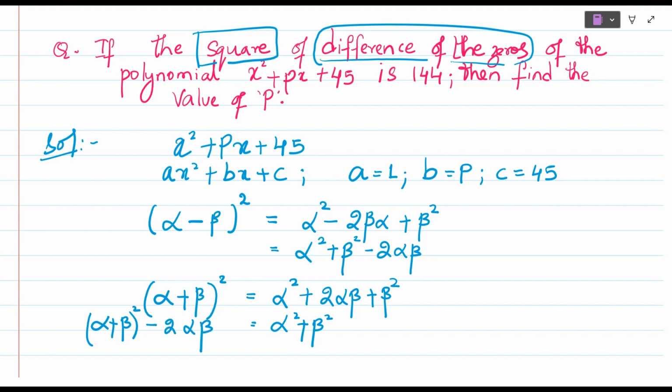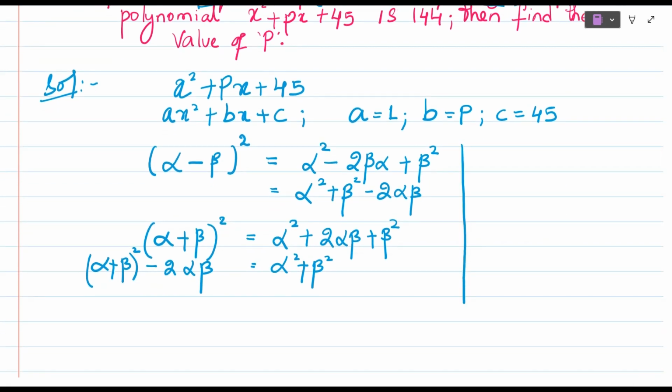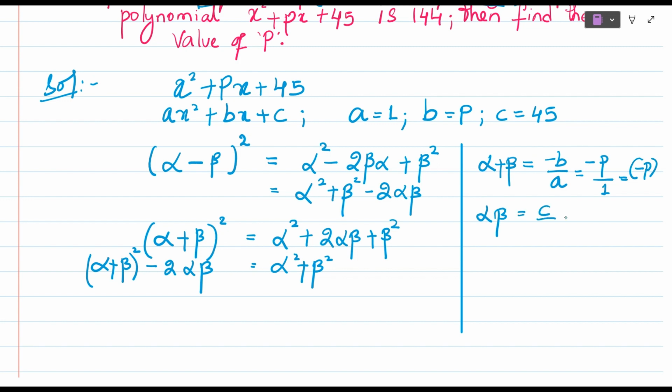Understood, students? Now what we have to do is, you know the formulas for the sum of the zeros and the product of the zeros. So sum of the zeros, alpha plus beta, is equal to minus b by a. So apply the values: minus p by a, a is 1, that is equal to minus p. Clear, students? Now the value of alpha beta, the product of the zeros, is c by a. c is 45 and the value of a is 1. So 45 divided by 1 gives 45.